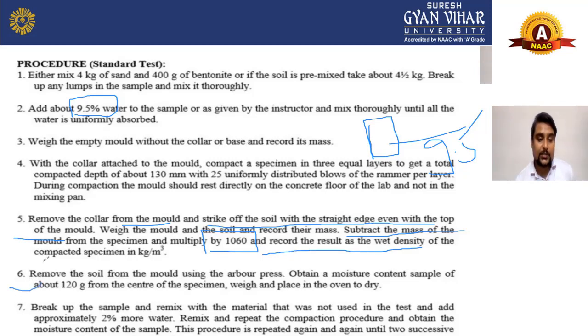What will be your sixth step? Remove the soil sample from the mold using the air port press. Obtain the moisture content sample of about 120 gram from the center of the specimen, weigh it, and place it in the oven to dry. Now that will be your last procedure.